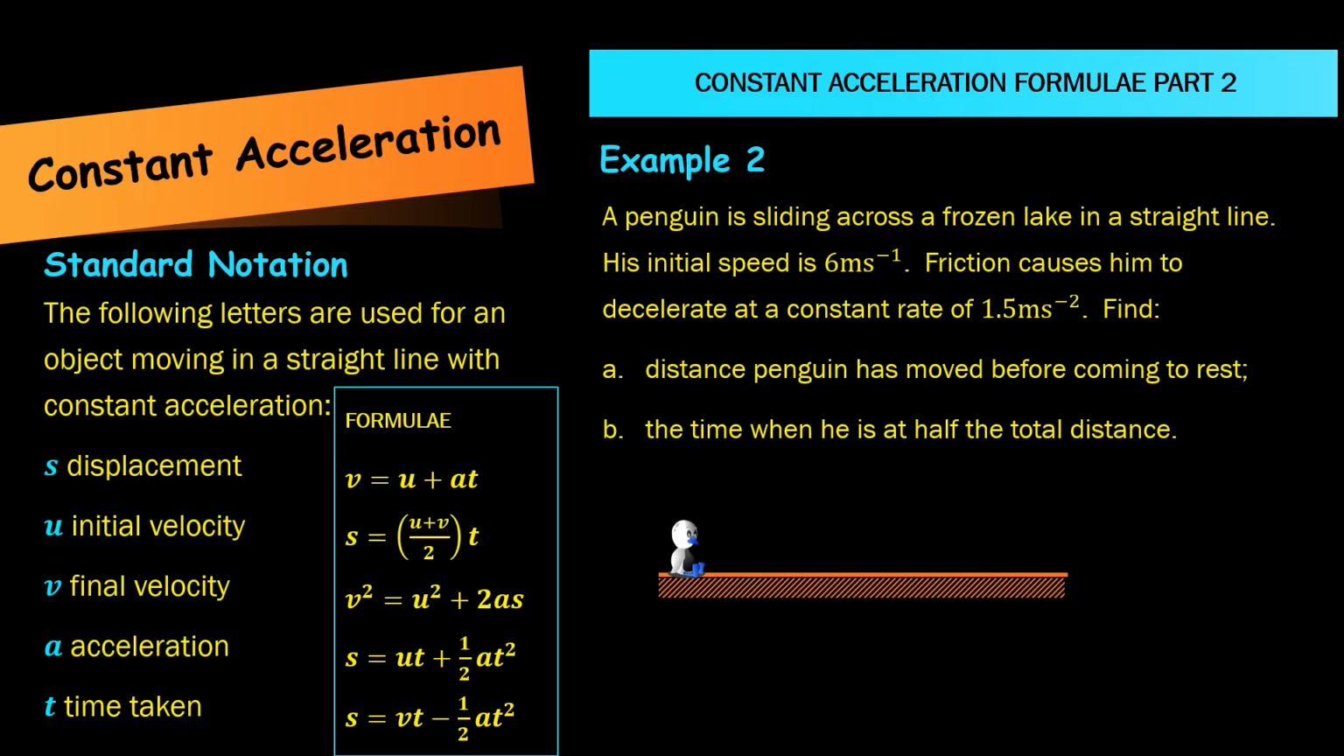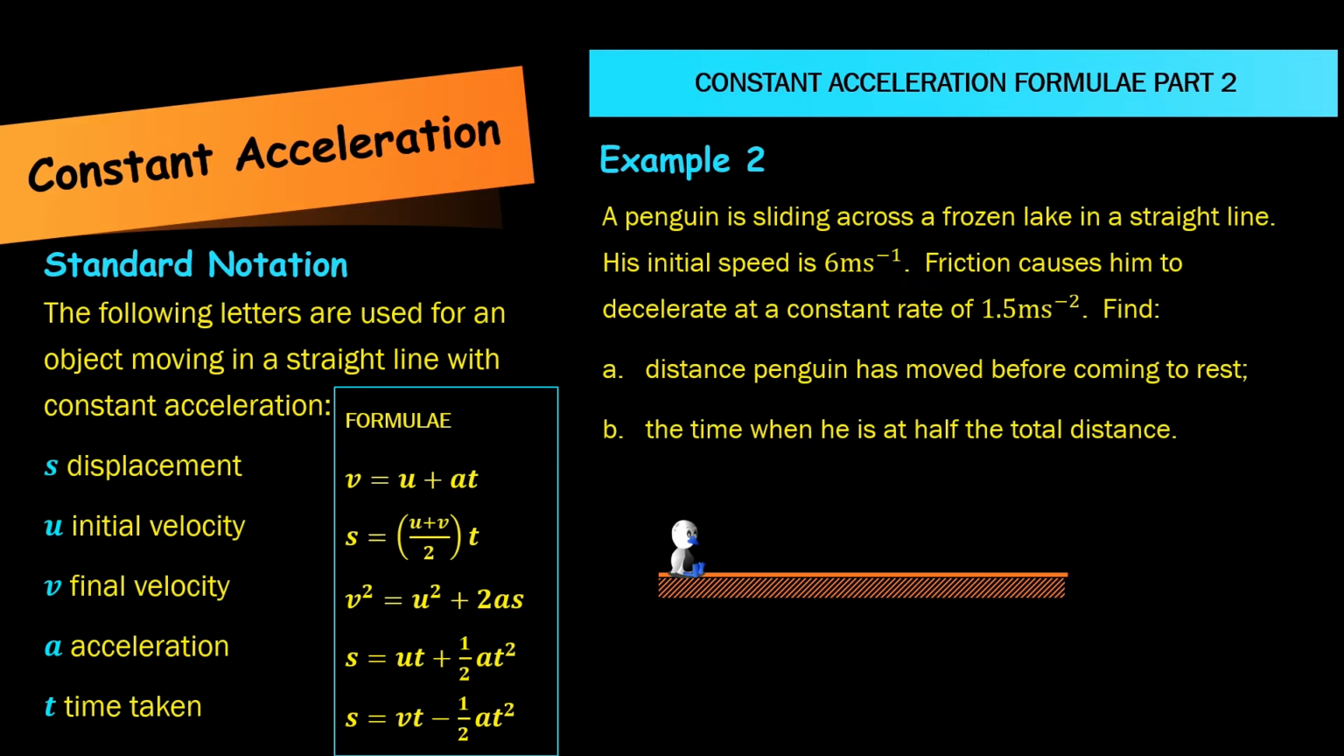So let's sketch this first. We have a penguin sliding across a frozen lake in a straight line. His initial speed is 6 meters per second. Friction causes him to decelerate at a constant rate of 1.5 meters per second squared. We are required to find in part A the distance the penguin has moved before coming to rest, and in part B the time when he is at half the total distance.